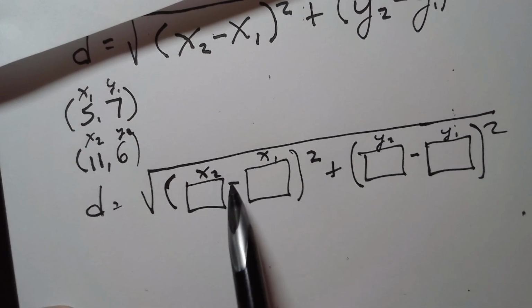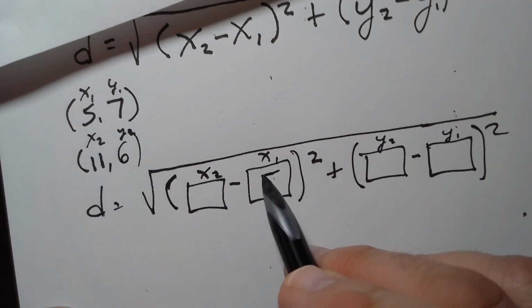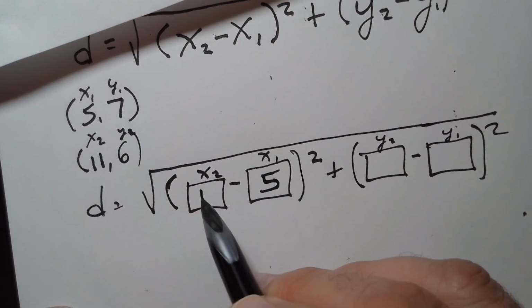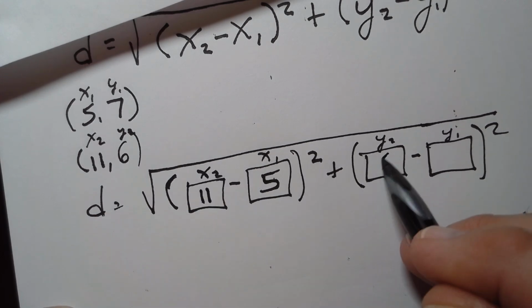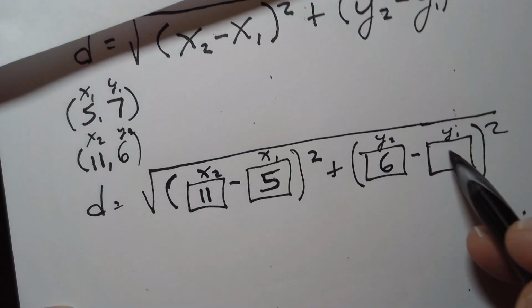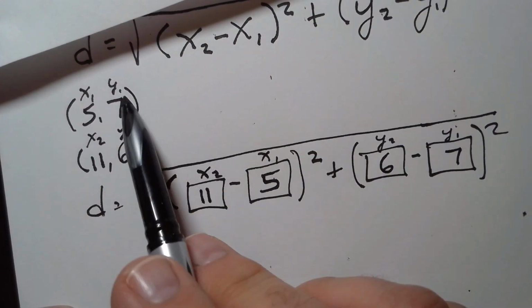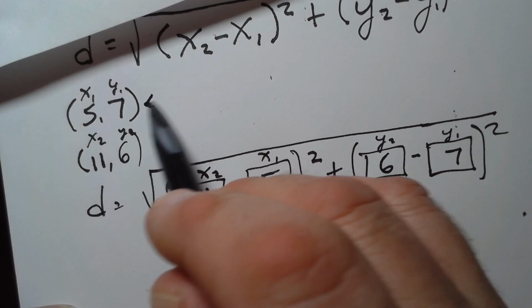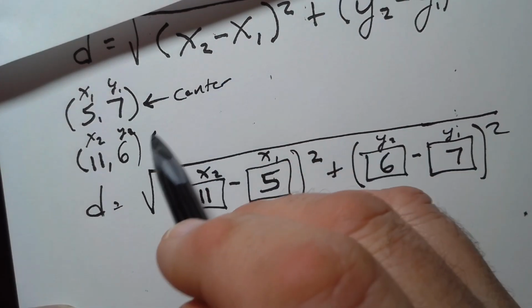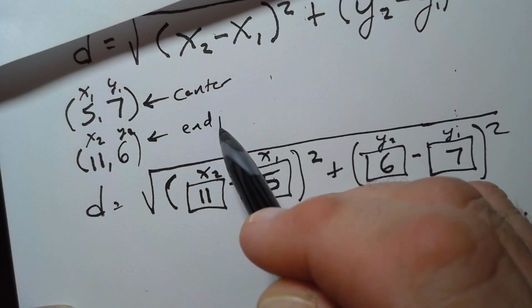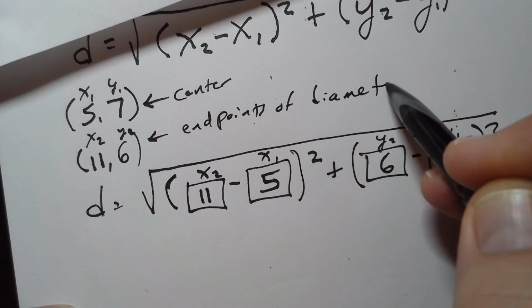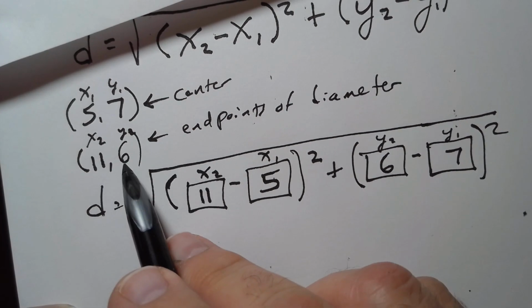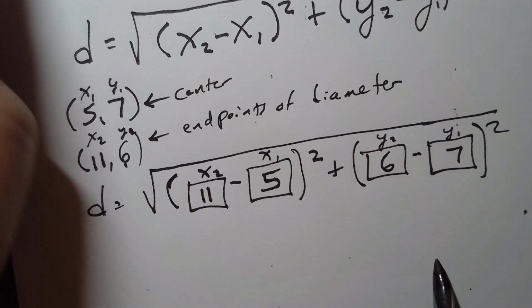Next, we just need to fill it in. Our x sub 1 is 5. Our x sub 2 is 11. Our y sub 2 is 6. And our y sub 1 was 7. So all I've done is taken these points. Again, this was the center, and this was one of the endpoints of our diameter. This one we were given, and this one we found up here using the midpoint formula.